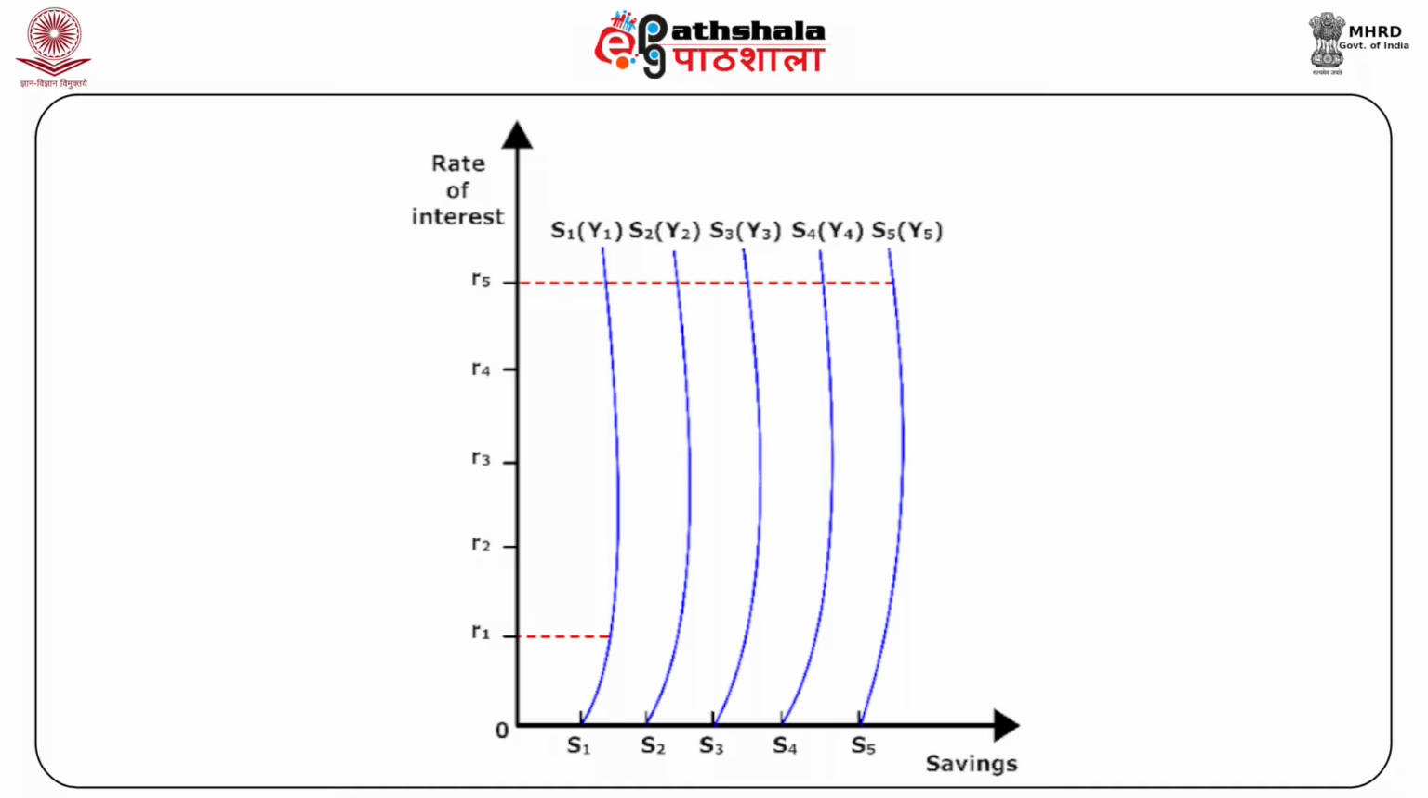Similarly, we could derive after S1 Y1, S2 Y2 and so on, we could have 2, 3, 4 or even 5 savings functions. The sum total or the set of these savings functions are known as a family of savings functions. You would notice now that this is different from an ordinary savings function, which is actually measured on the y-axis and is a linear function.